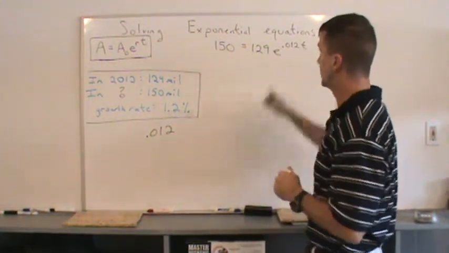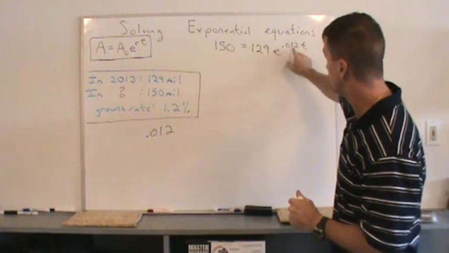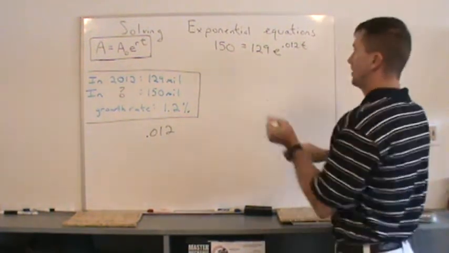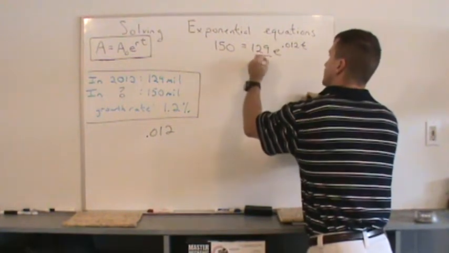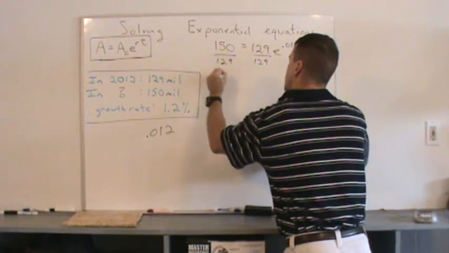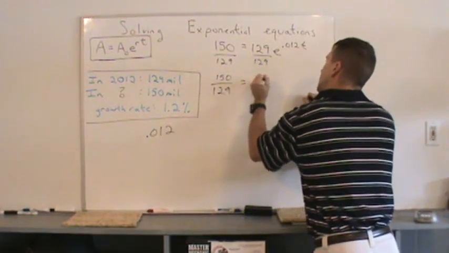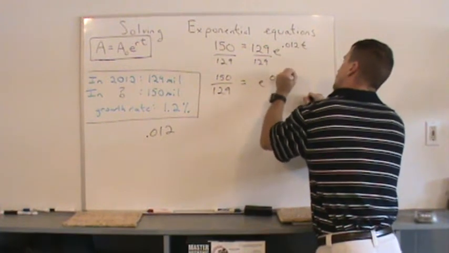Now the first step, we need to isolate this e. We need to isolate this expression here, this e to the 0.012t. So we'll divide 129 on both sides. That's step one. Make sure it's isolated. So I have 150 over 129 equals e to the 0.012t.